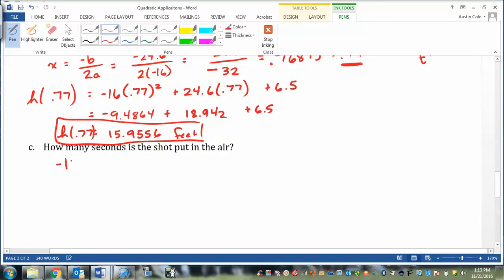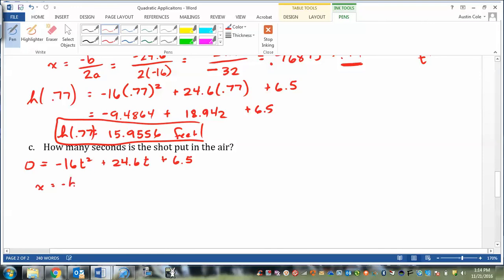0. So negative 16t squared, I should say 0 equals, because we're plugging in 0 for h of t, plus 24.6t plus 6.5. Now, I could factor that. Do we want to factor that? Probably not. Here we go. Quadratic formula.